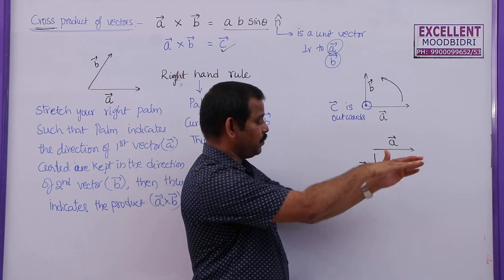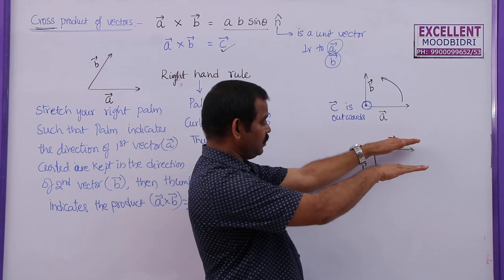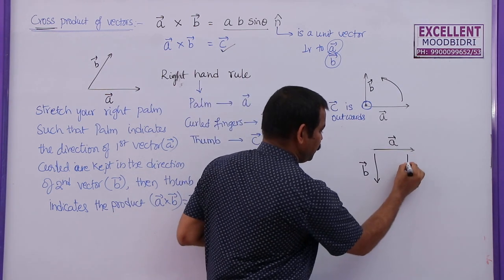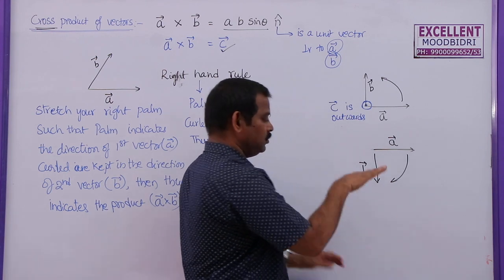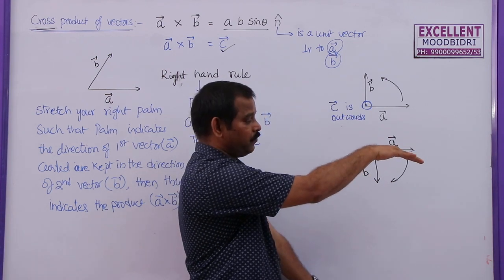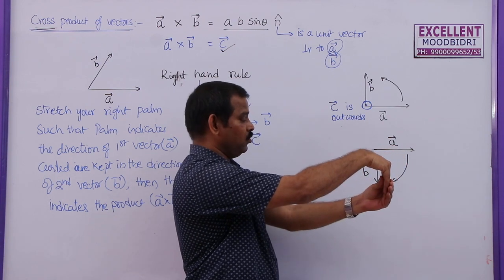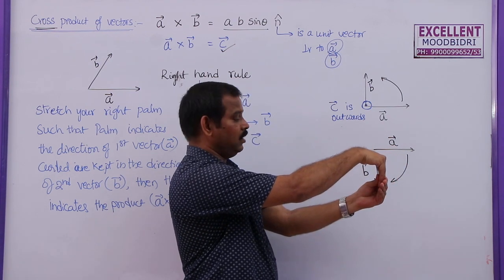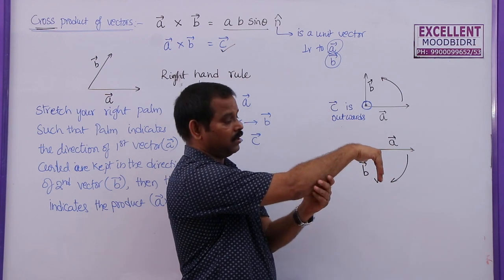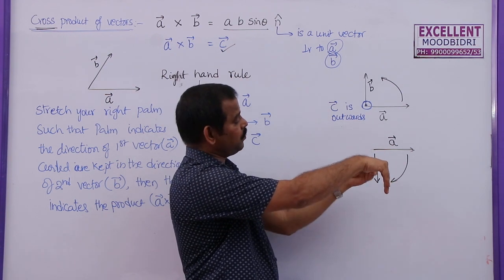So, in the direction of the first vector, now you are multiplying A with B bar. This is the first vector, and the fingers should be curled such that they give the direction of the second vector. And what is the direction of C here? Here the thumb is not in this direction, the thumb is inside.